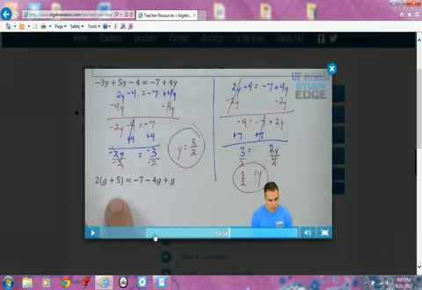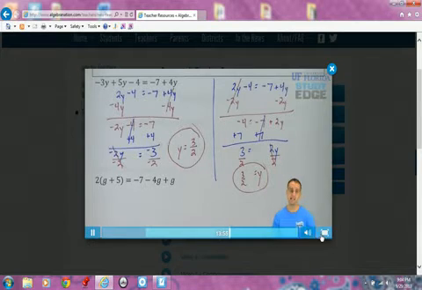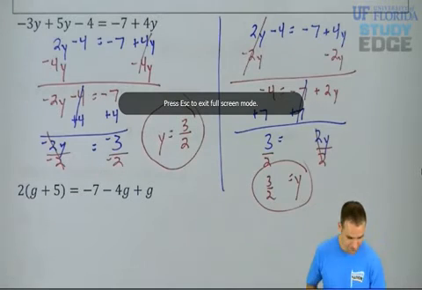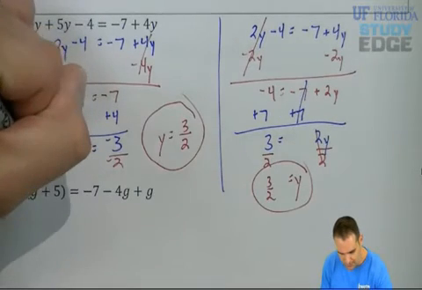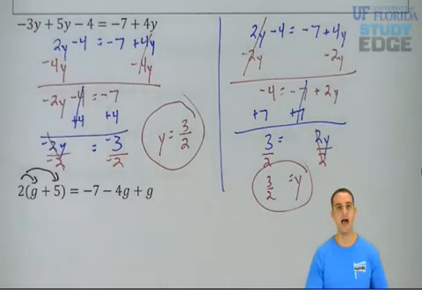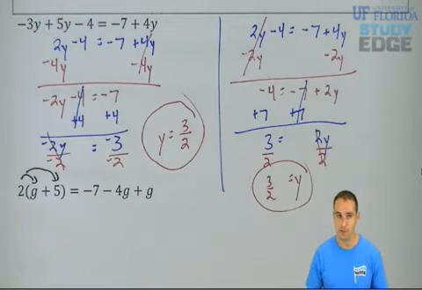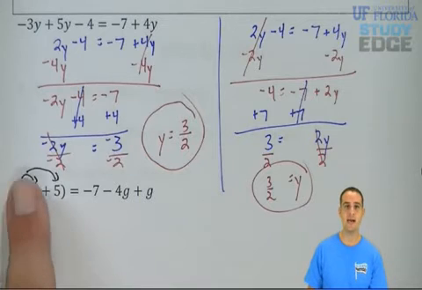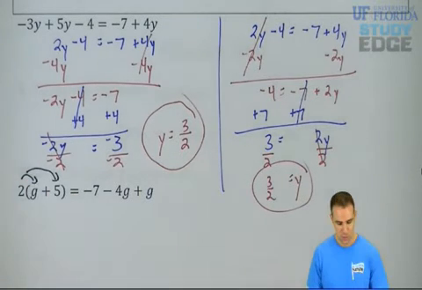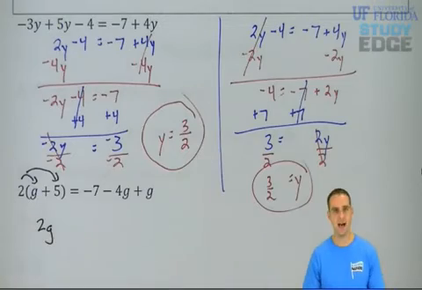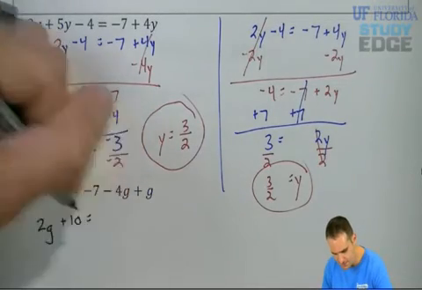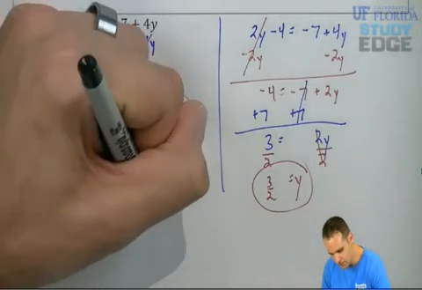All right, now let's finish up. Distribute. I see parentheses. So you ready? Step 1. Distribute. 2 times G, 2 times 5. Remember the distributive property. You multiply the number on the outside by everything on the inside. 2 times G is 2G. 2 times 5 is 10. And then the rest I leave alone.